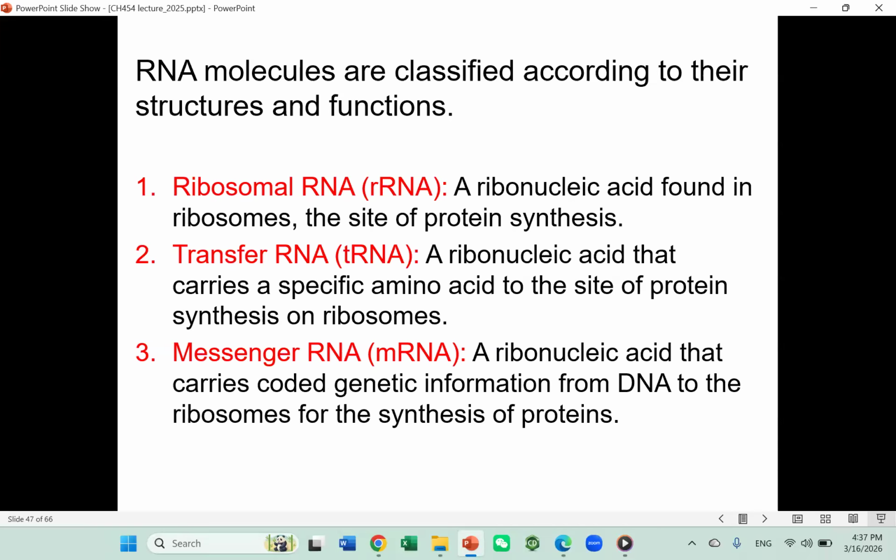The second type of RNA is the tRNA. Each tRNA is coded for a specific amino acid, so it can bring that specific amino acid to the ribosome to make proteins. And the last one is mRNA. We normally use DNA as a template to make mRNA, and then in the ribosome, we use mRNA as a template to make proteins.